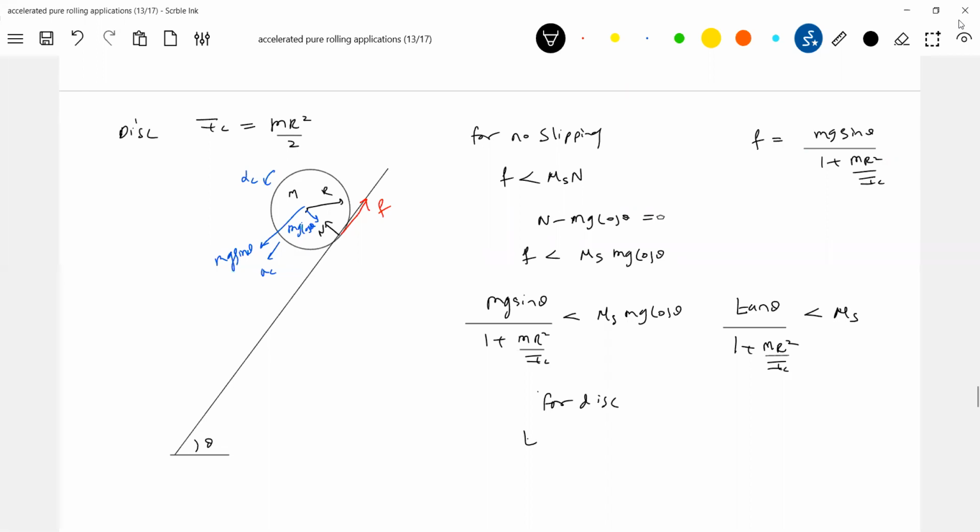Now let me substitute here. Tan theta by (1 plus ...) so finally, what we can write is this: tan theta by 3 should be less than mu s. How shall we put it? Mu s should be greater than tan theta by 3.